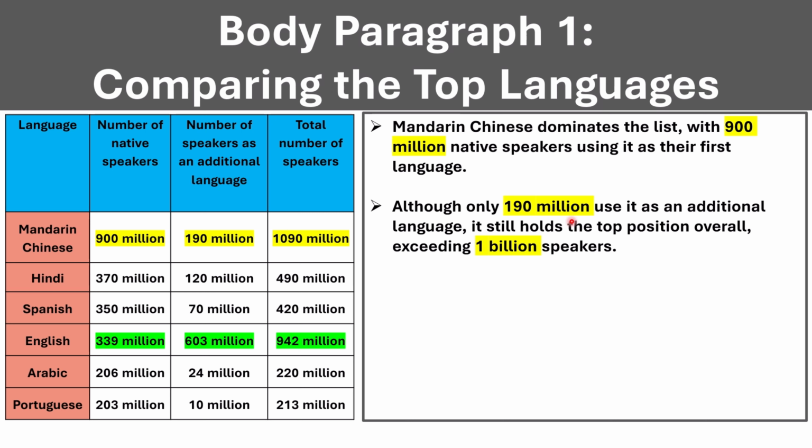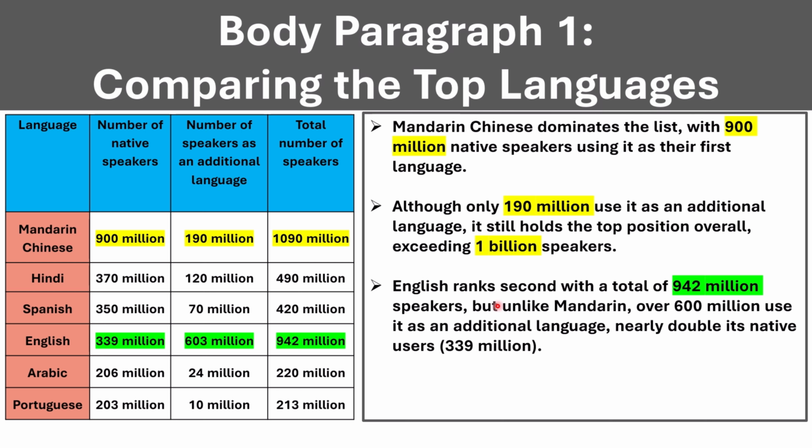Although only 190 million use it as an additional language, it still holds the top position overall, exceeding 1 billion speakers. Here, the clause starting with although introduces a contrast and sets up the superlative top position overall. Then we shift to English.